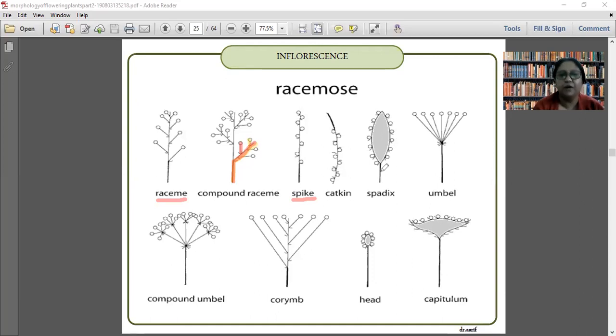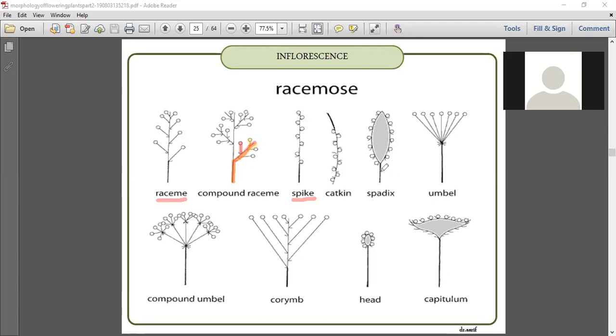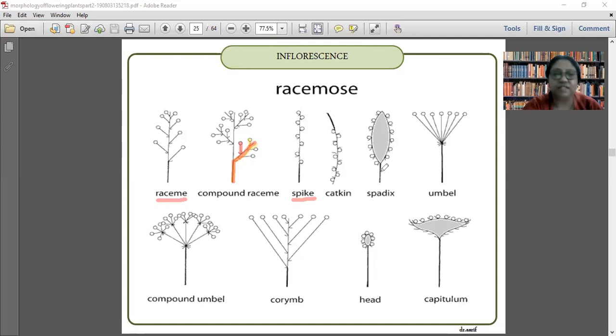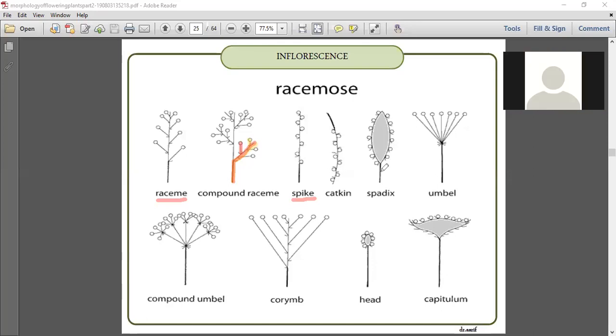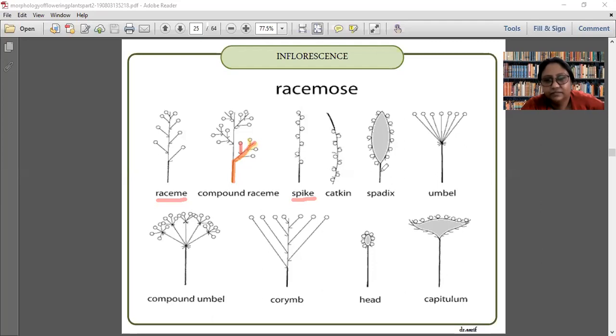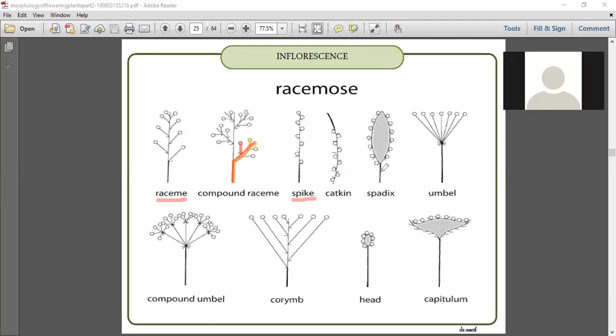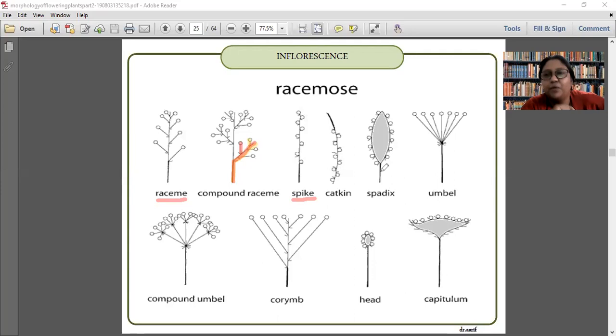So in compound umbel, what is the difference? Ma'am, compound umbel has branches. Yes, very good, sub-branches. Branching is there. What is the speciality of corymb? What is the difference between umbel and corymb? Ma'am, in umbel they are not parallel, in corymb they are parallel to each other. In corymb they are present alternately. Alright. In umbel, they have a single point of origin for the pedicel. Second, in umbel, all pedicels are of equal height. In case of corymb, it is not.